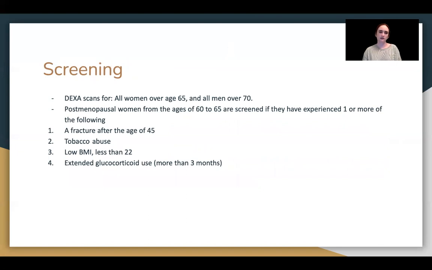Screening, like we said before, is done with DEXA scans. Normally all women over the age of 65 and all men over 70. Postmenopausal women from the ages of 60 to 65 are screened if they have experienced one or more of the following: a fracture after the age of 45, tobacco abuse, a low BMI less than 22, but also a high BMI, and extended glucocorticoid and corticosteroid use of more than 3 months.